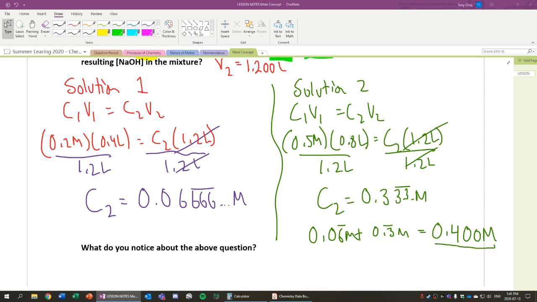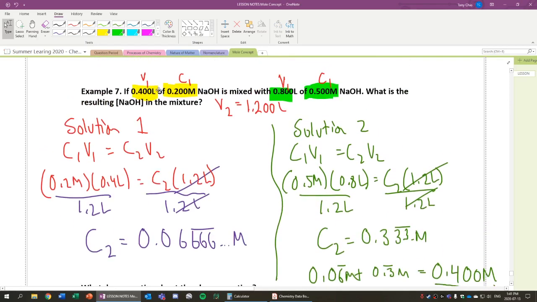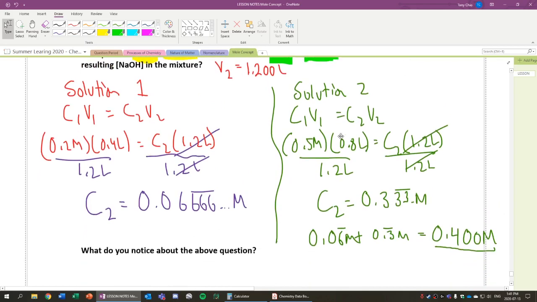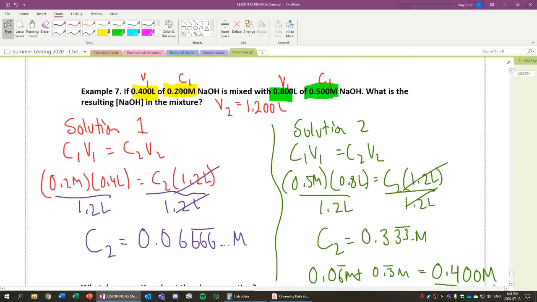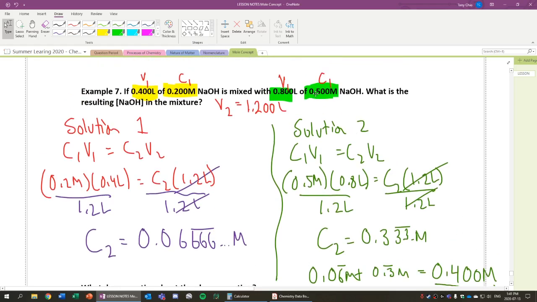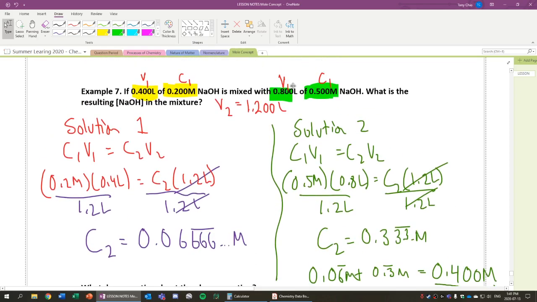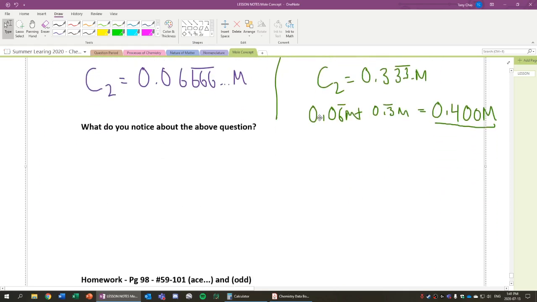So what do you notice about our answer versus our initial concentrations? 0.4 versus 0.2 and 0.5. You notice that 0.4 is between the two concentrations of our initial solutions, but it's closer to the one that has a higher volume, which makes sense because if you have a higher volume of this concentration, it should be, in a sense, the one that is going to be closer to that concentration. So that's what we're going to see.